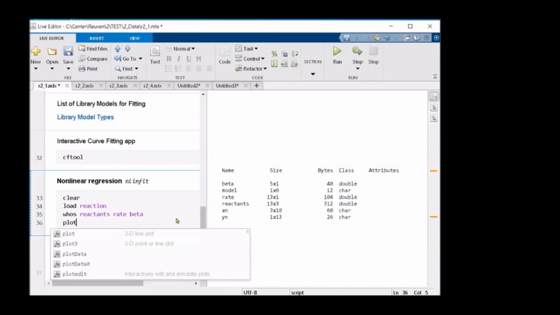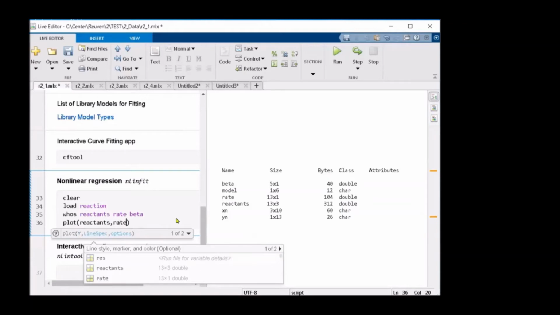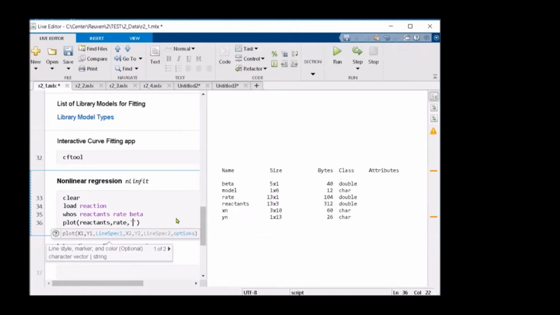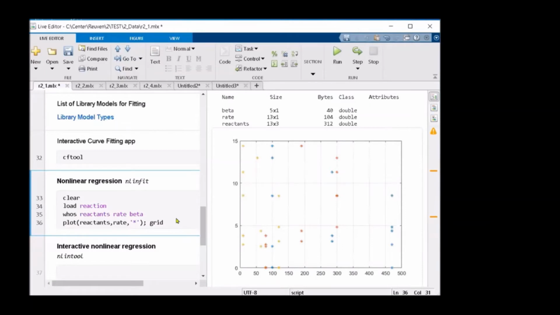It has the name rate, and let's see what it is. Let's try to see what this is. I can try to plot it. Plot this argument reactants and our rate. And let's plot it as stars, for example, with grid. You see, it's quite difficult to see something with this result. Again, we have 3 different inputs and 1 output from this model.